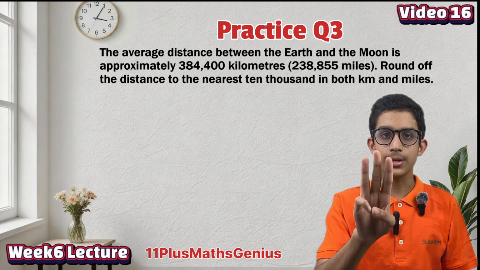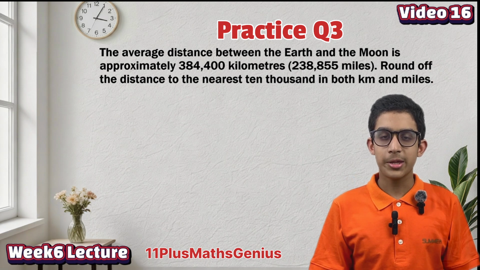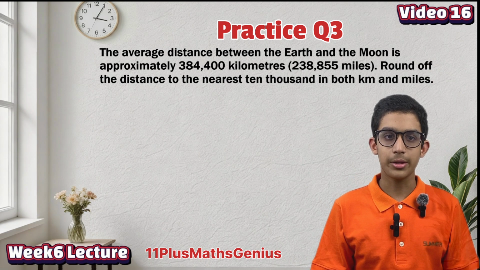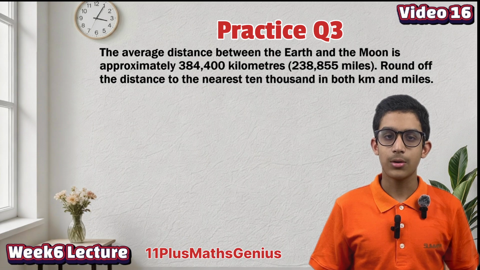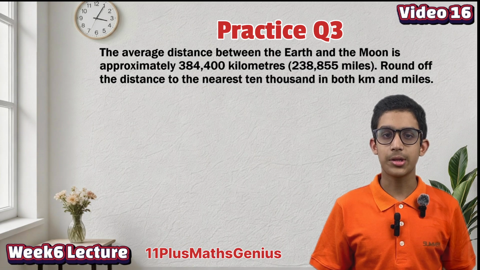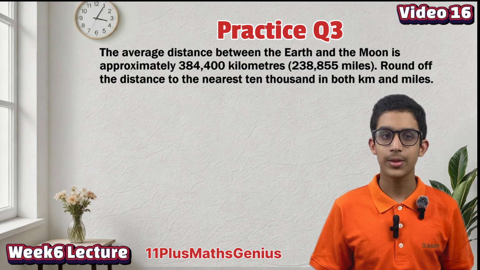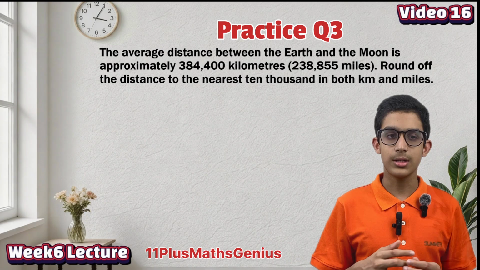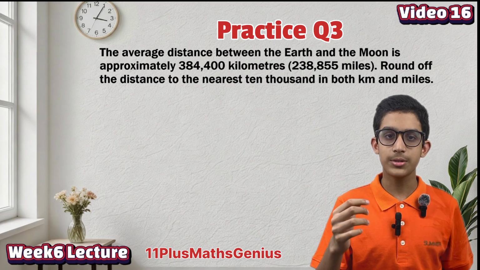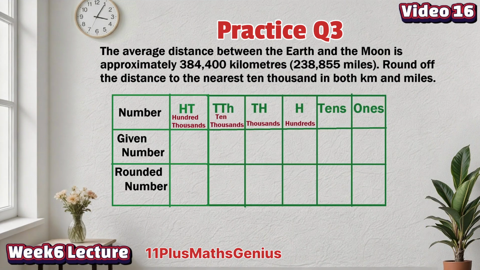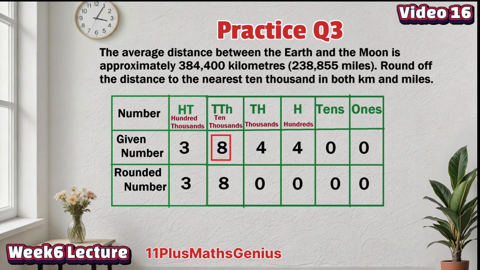Practice question 3. The average distance between the Earth and the Moon is approximately 384,400 kilometers, or 238,855 miles. Round off the distance to the nearest 10,000 in both kilometers and miles. For kilometres, the 10,000's value is 8. Its immediate right digit is 4, which is less than 5, so we keep the 10,000's value as it is, and set all digits to the right to 0. Please try the miles one. If you struggle, please comment.